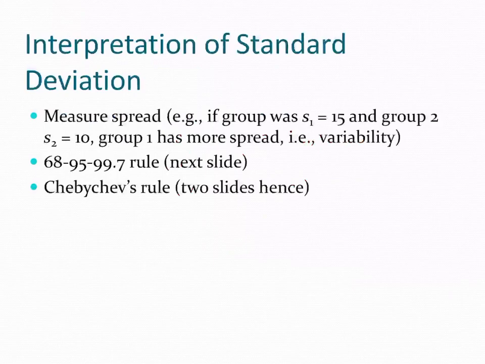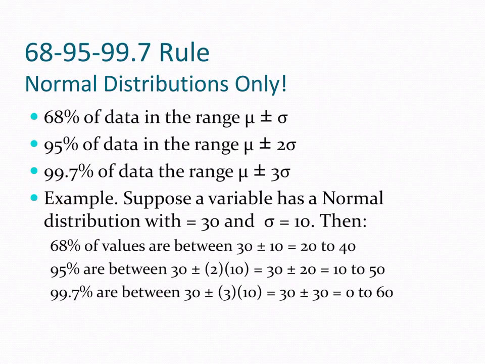The next two things we're going to talk about are the 68, 95, 99.7 rule and Chebyshev's rule. The 68, 95, 99.7 rule is only for normal distributions. Anything that is not a normal distribution, the rule does not apply to. When we say it's a normal distribution, what we say is the distribution is normal. There is a bell-shaped curve to it. If there's not a bell-shaped curve to it, we cannot use the 68, 95, 99.7 rule.